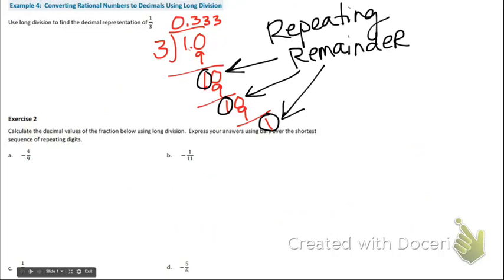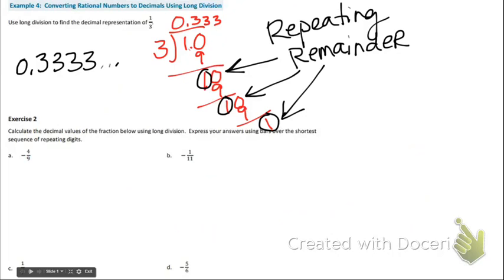It's not always that simple. It doesn't always happen that it's the same remainder consistently, but we'll see some examples of different ones in the future. Let me reiterate what we talked about before. If I have this answer, I know it's going to be 0.3333 and so on. It's going to continue to repeat.